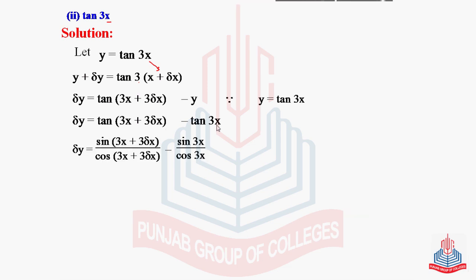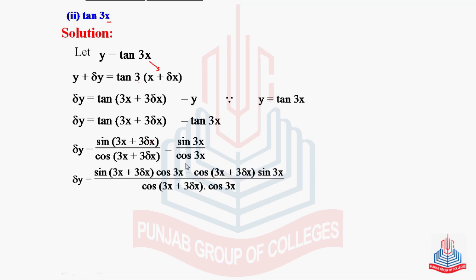Now we simplify this step. So tan(3x plus 3 delta x) can be written as sine over cos, with the angle as it is. So we have sine(3x plus 3 delta x) divided by cos(3x plus 3 delta x), minus tan 3x, which will become sine 3x divided by cos 3x. Obviously that will simplify by taking the LCM. So we apply the LCM here.